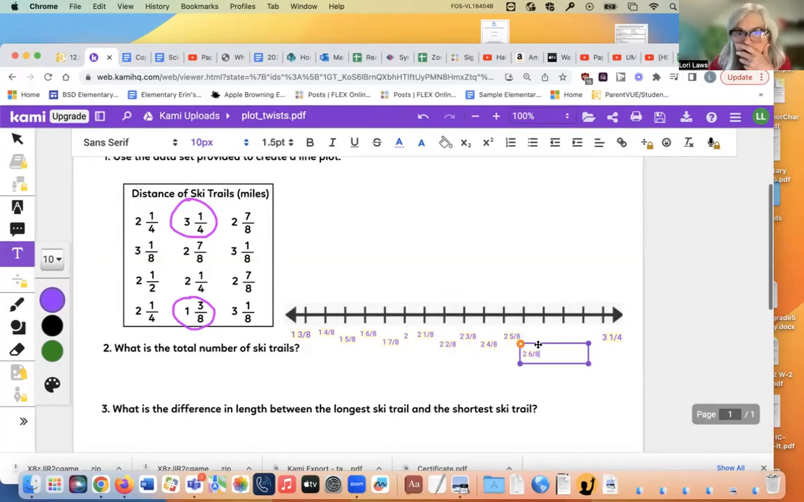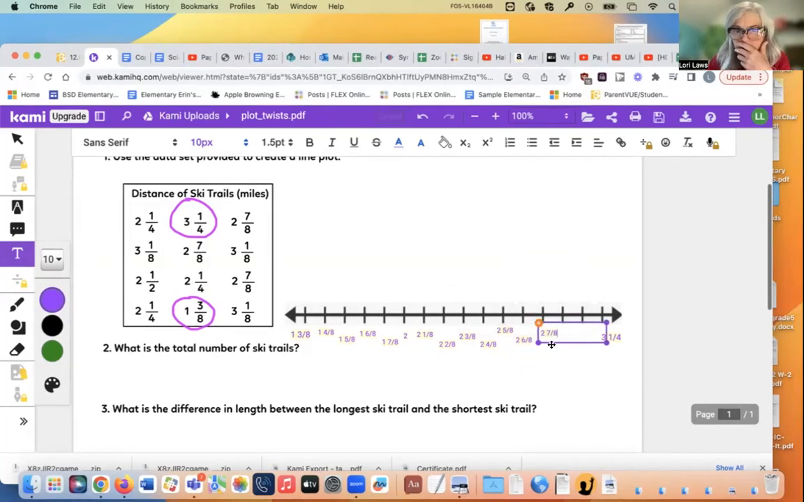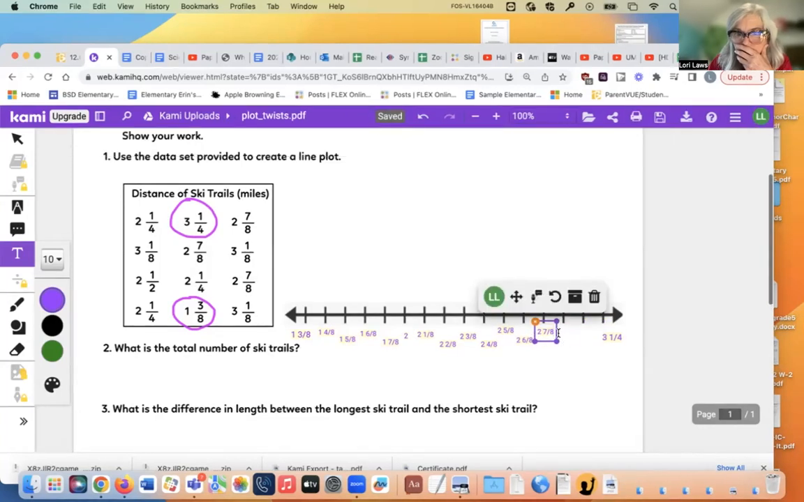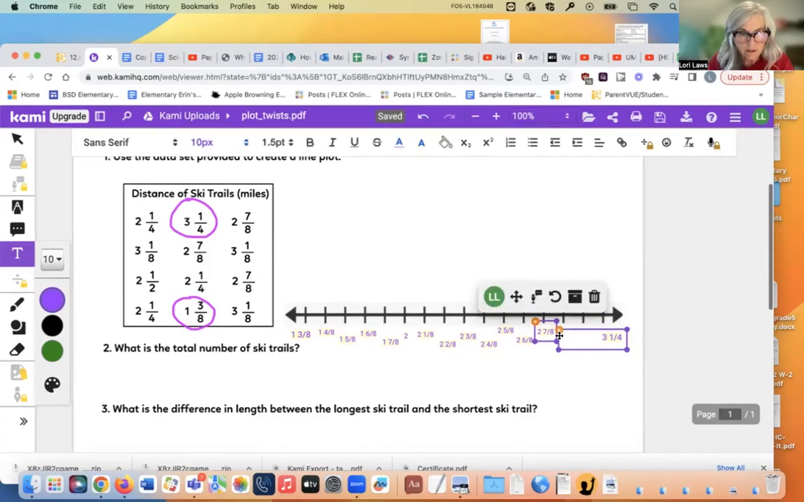6/8. I don't like where that one is. Let me see if I can move these a little bit. This thing is so annoying. 2 5/8. 2 and 2 6/8. 2 7/8. And 2 8/8 or 3, right? 3. And we got 3 1/8.